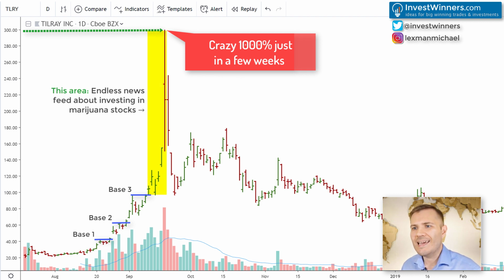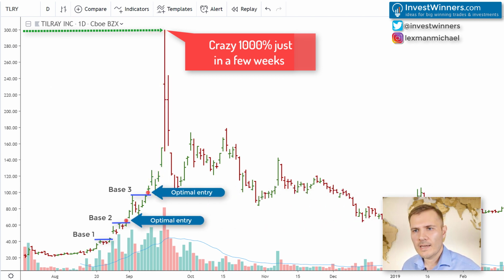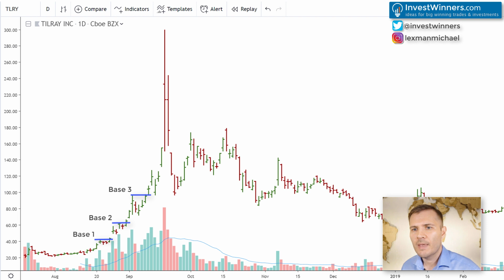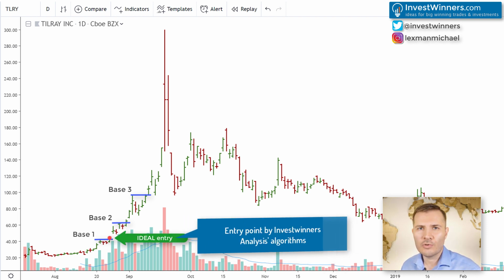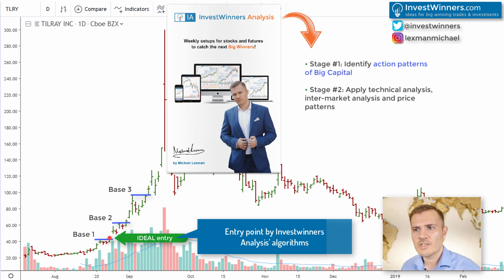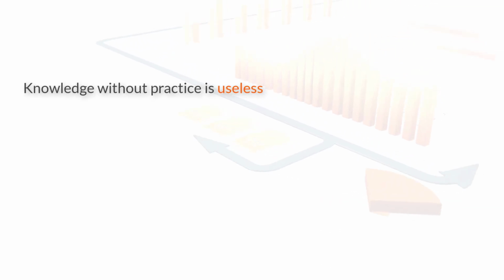In this area, there was an endless newsfeed about investments in marijuana stocks. The optimal entry points were at the second and third bases. On September 19, when the stock reached $300 and closed down at a huge volume, it became clear that it was time for a short position. And here is the entry point according to my two-stage system. My system is based on the action patterns of big capital. I identify these patterns at the first stage and use technical analysis and price patterns strictly at the second stage. Knowledge without practice is useless.